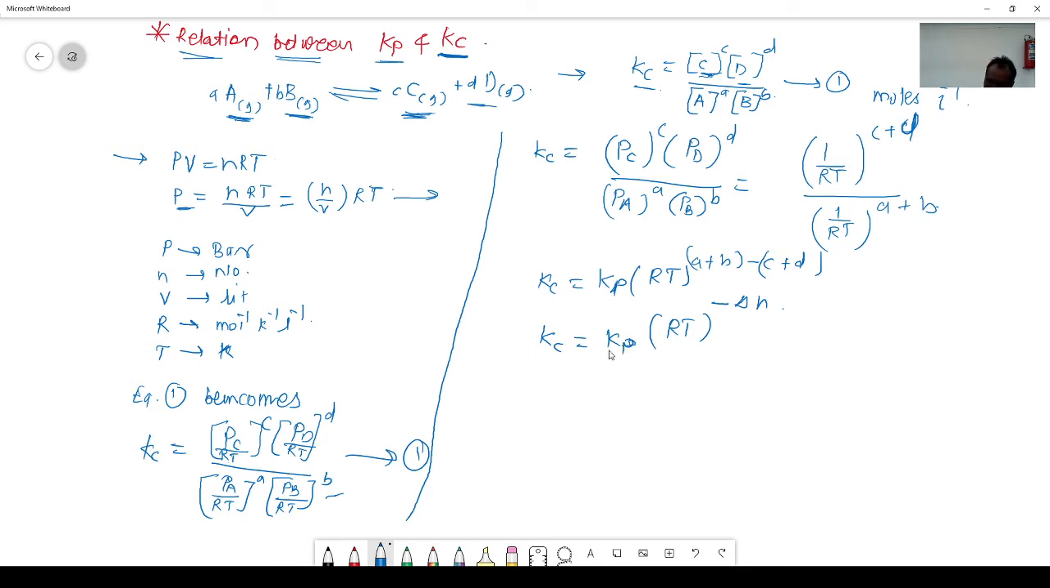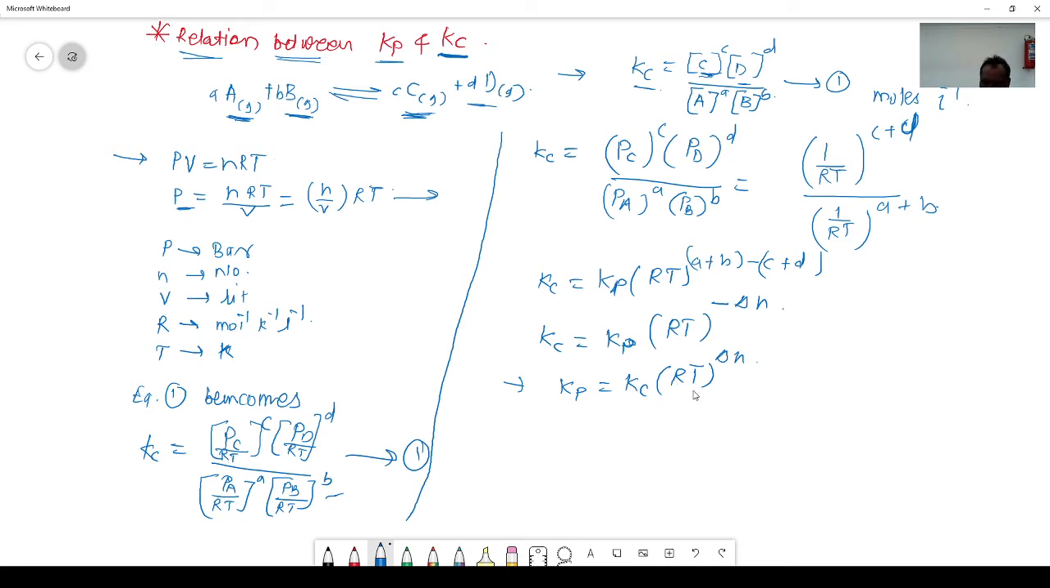Therefore this Kp I can take to this side and Kc I can take to this side. That comes out to be Kp is equal to Kc into RT raised to the power delta N, changing the sign. Now this delta N becomes the number of moles of product minus number of moles of reactant. In this case it was number of moles of reactant minus number of moles of product. I have taken this Kp to this side and this Kc to this side, and I have changed the sign of this delta N. That is according to the rules of mathematics, right?